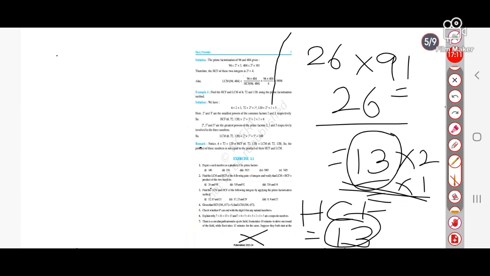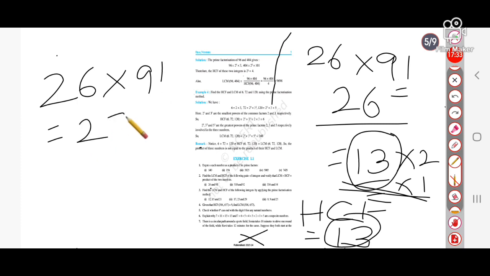Okay, now what we need to do is 26 cross 91. We need to check what the actual value is. 26 cross 91, we get 2366.